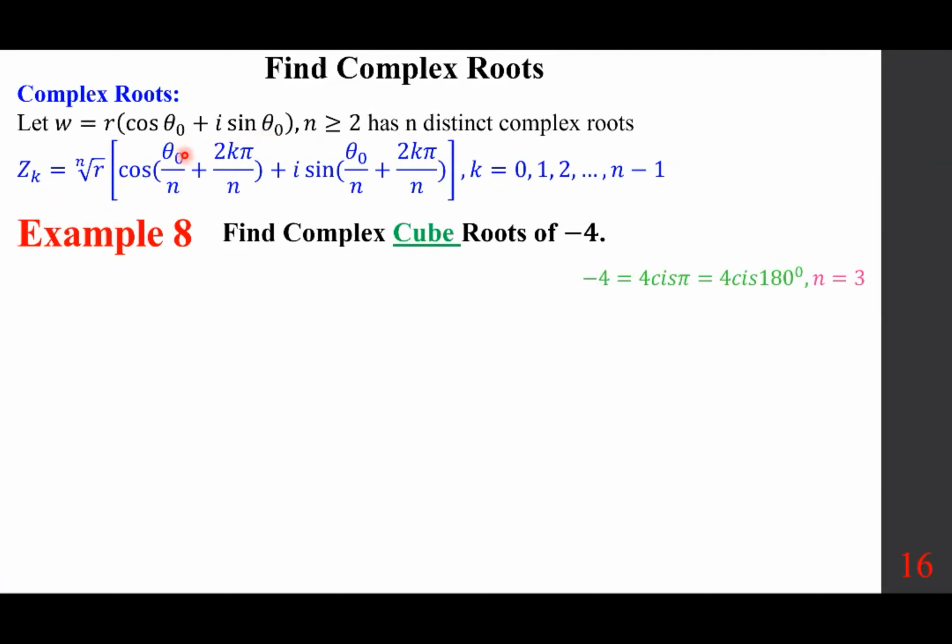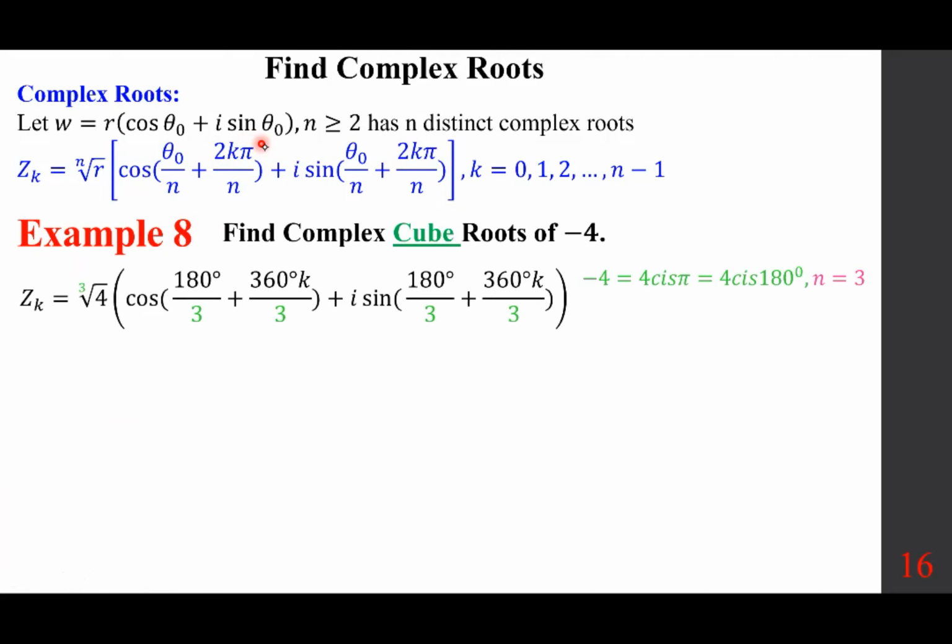So 180 degrees divided by 3. And instead of 2k pi, obviously, we're going to use 360 degrees. So if we go with degrees, then this is 360 degrees. All right, so cosine of 180 divided by 3 plus 360k over 3, again, 2 pi times k. Remember, k is an integer. Instead of 2 pi, you go with 360.